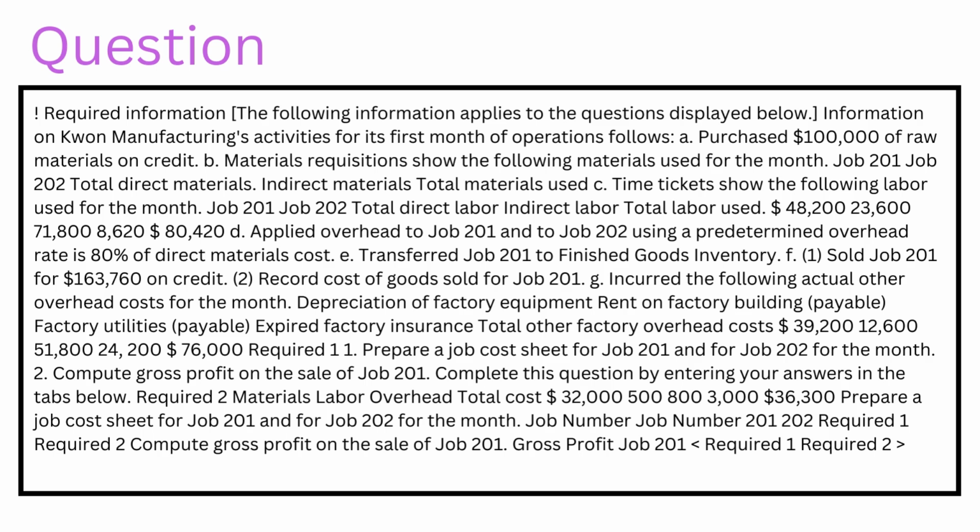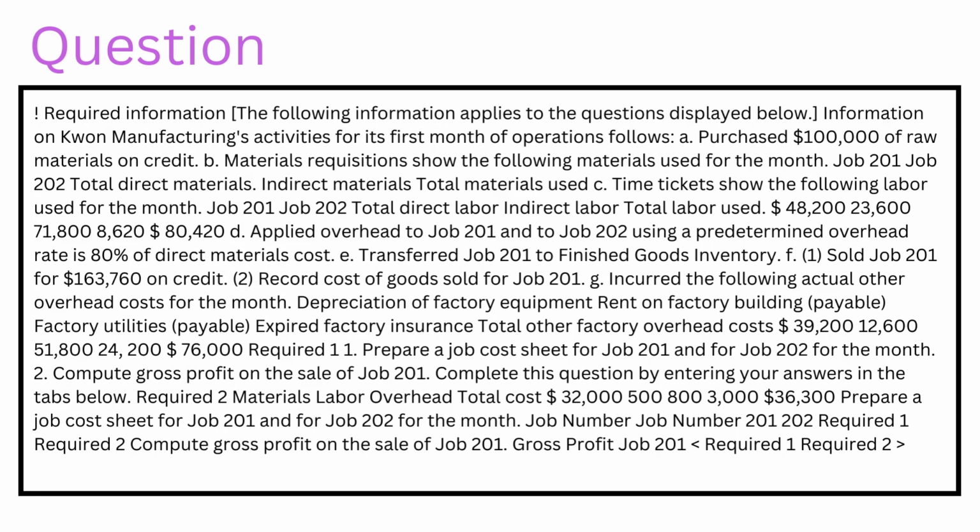Required information. The following information applies to the questions displayed below. Information on manufacturing activities for its first month of operations follows. A. Purchased $1 lakh of raw materials on credit. B. Materials requisitions show the following materials used for the month: job 201, job 202, total direct materials, indirect materials, total materials used. C. Time tickets show the following: labor used for the month, job 201, job 202, total direct labor, indirect labor, total labor.